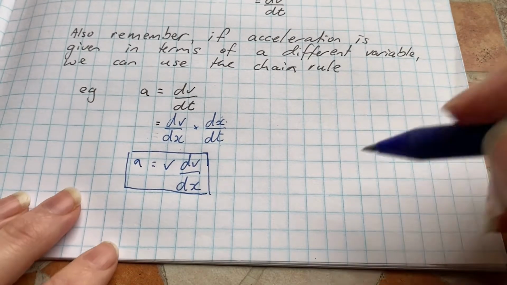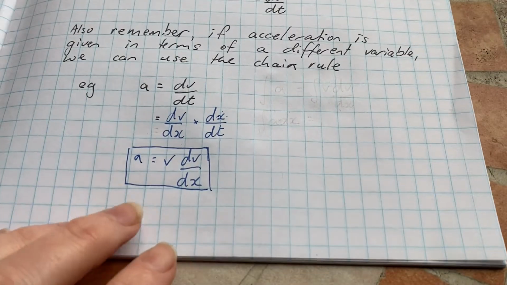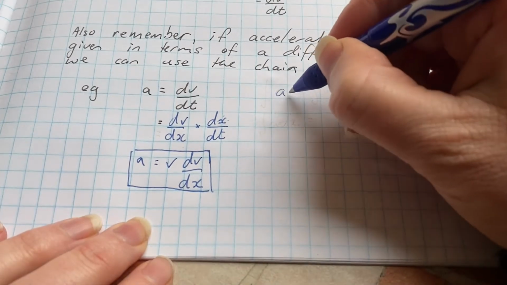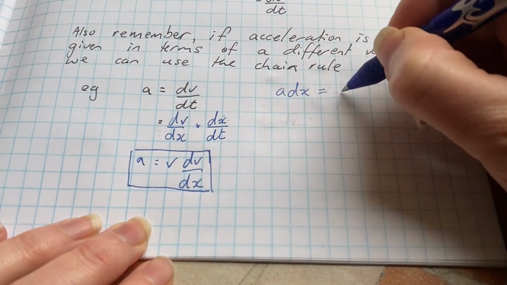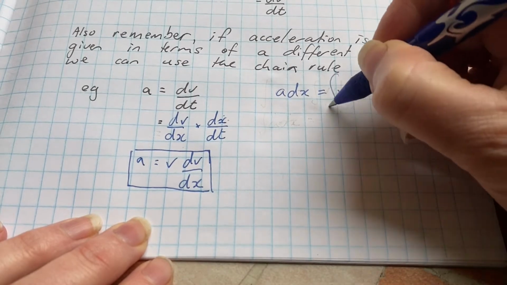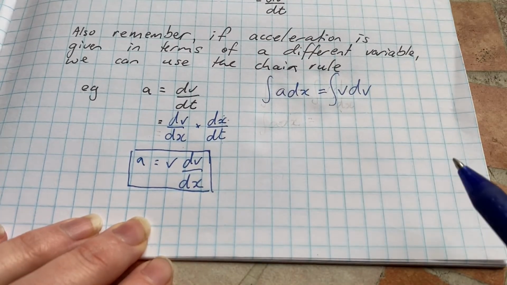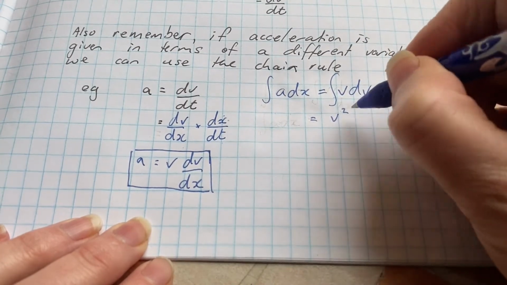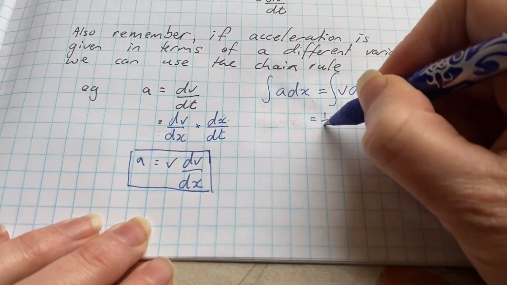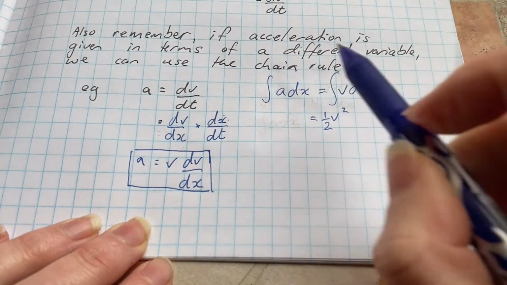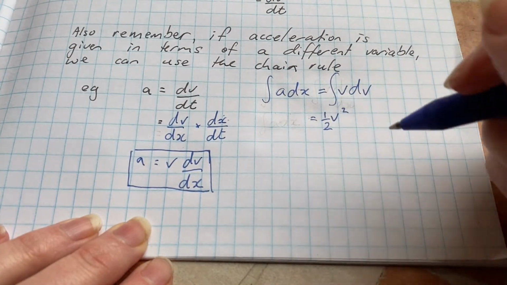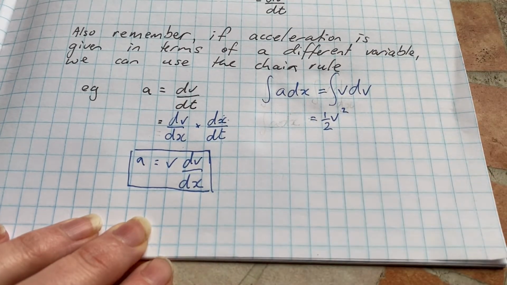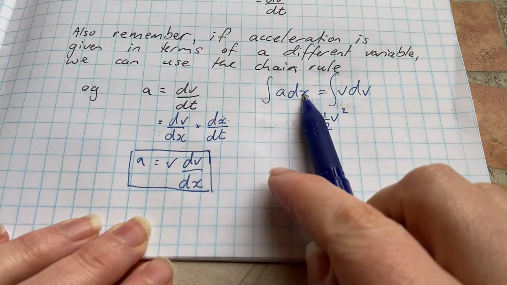Now, if I just integrate each side of that, using separation of variables, I'm actually going to bring the dx up there with the a. So a dx equals v dv, integrate, and then this right hand side, increase the power by 1, divide by the new power, so I'm just going to put a half in front. We get that other formula that we use a lot, so that the integral of a is half of v squared when a is with respect to x.